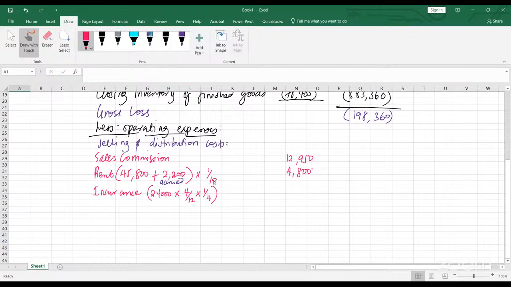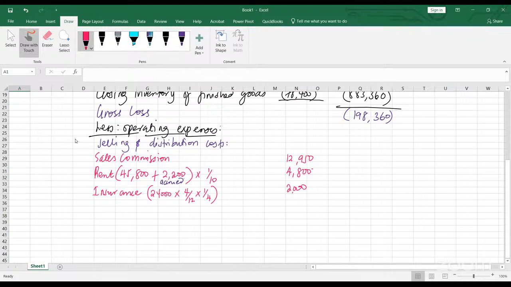So how much do we have now? What is 24,000 times 4 over 12 times a quarter? Brenda, how much do you have? Kaija, how much is 24,000 times 4 over 12 times 1 over 4? Patricia, Andrew, how much do you get there? 2,000. We get 2,000.